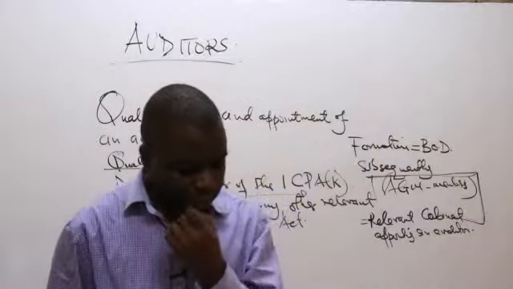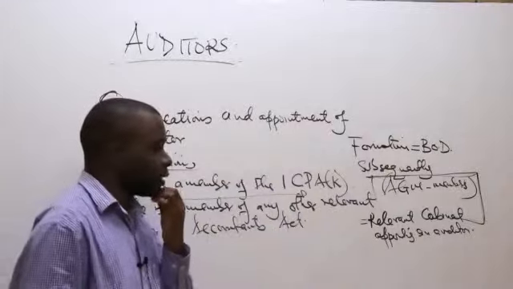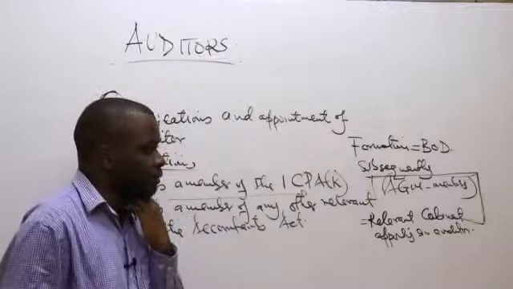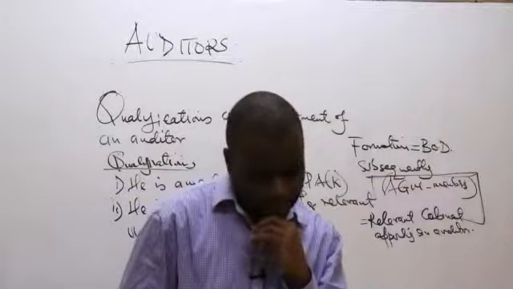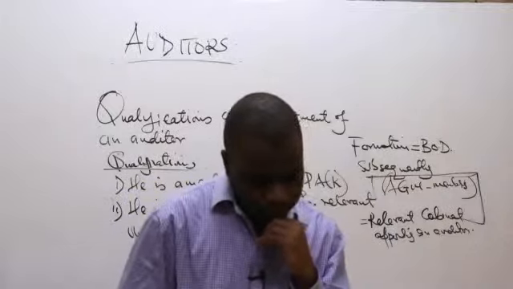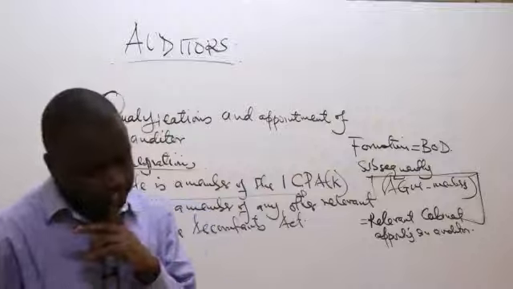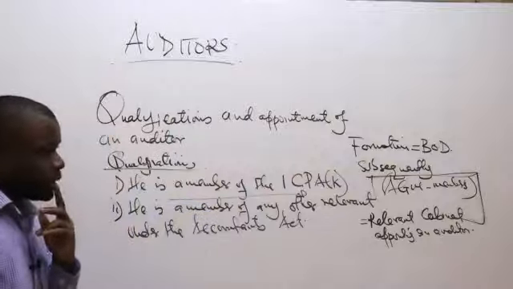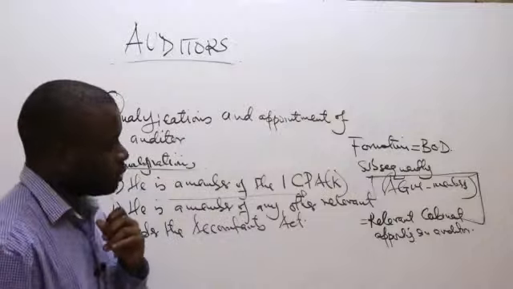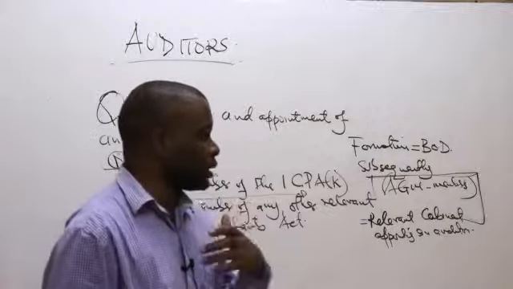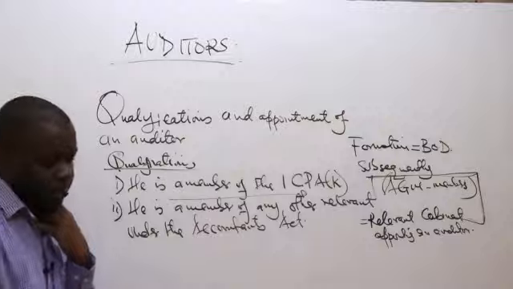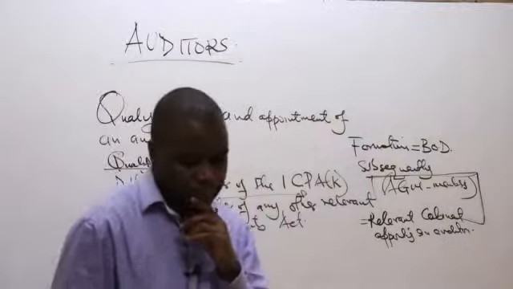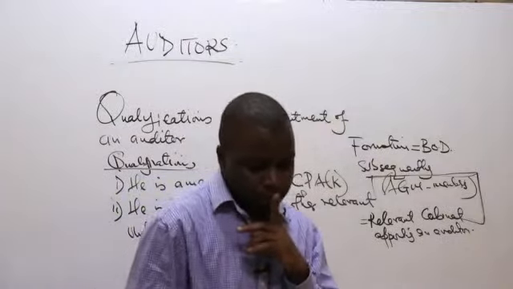Then the last one we can talk about is if his term of service has come to an end. I think there are certain requirements that you shouldn't be continuously an auditor for the same client for a particular number of years. So if his term of service has come to an end, then of course he won't be reappointed.